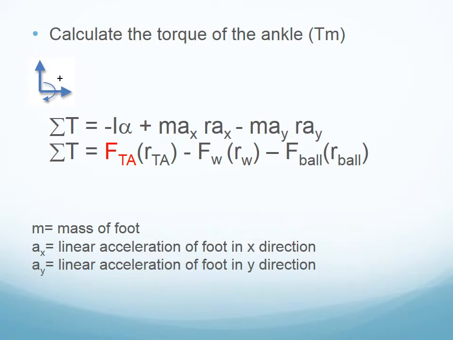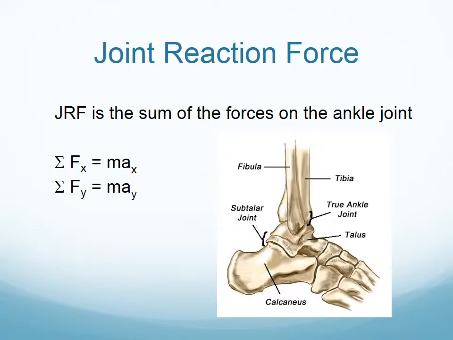Next, we set the sum of the moments in motion equal to the sum of the torques. These equations can be used to solve for the force of the tibialis anterior muscle acting on the foot. Note that the clockwise foot rotation is positive. Using the tibialis anterior force, we can figure out the joint reaction force at the ankle, which is the sum of its force components equal to mass times linear accelerations.